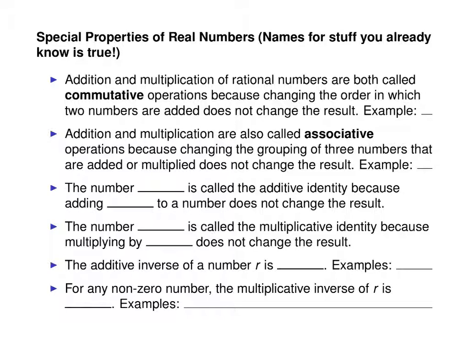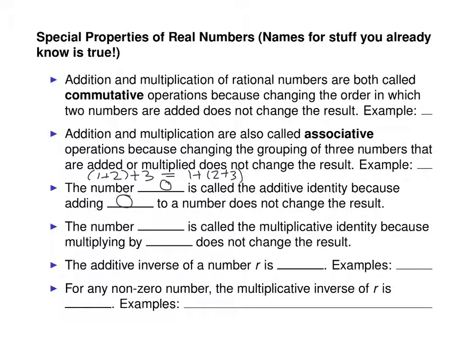Addition and multiplication are associative because changing the grouping of 3 numbers that are added or multiplied doesn't matter. So, for example, something like 1 plus 2 plus 3 is the same thing as 1 plus 2 plus 3, with different parentheses. I think about that as the parentheses are who you associate with, and who you associate with changes. Okay, that's how I remember what's what. The number 0 is called the additive identity because adding 0 to a number doesn't change the result.